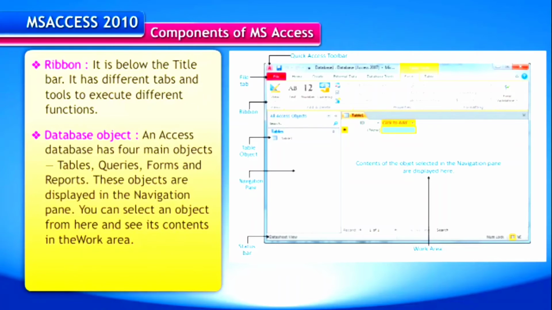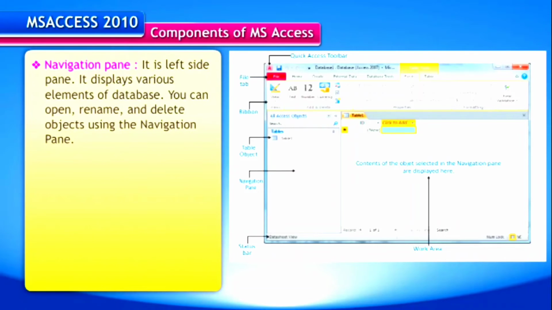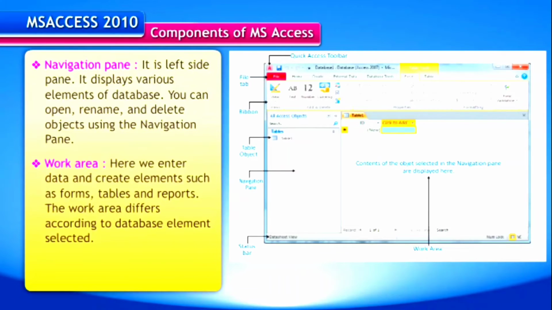Database object. An Access database has 4 main objects: tables, queries, forms and reports. These objects are displayed in the navigation pane. You can select an object from here and see its contents in the work area. Navigation pane. It is the left side pane. It displays various elements of the database. You can open, rename and delete objects using the navigation pane.